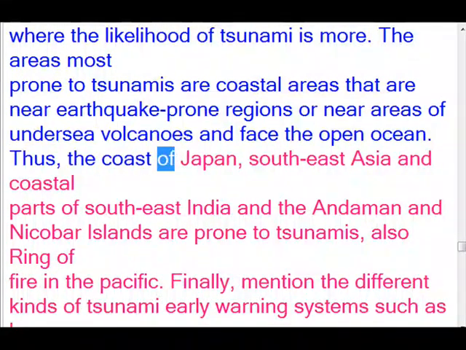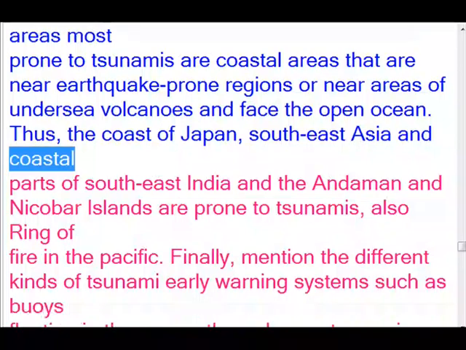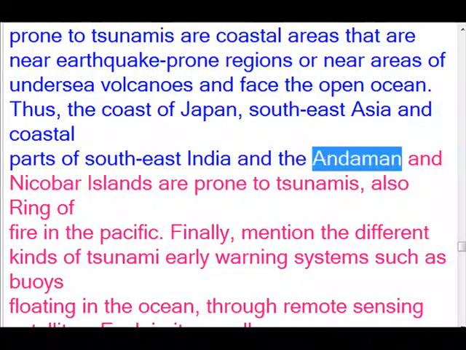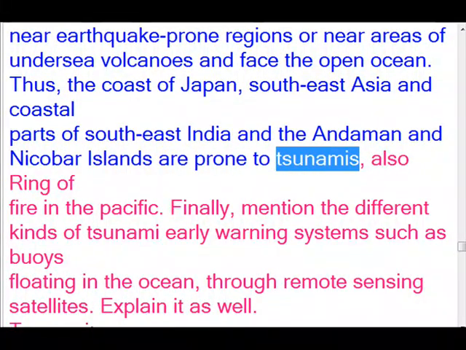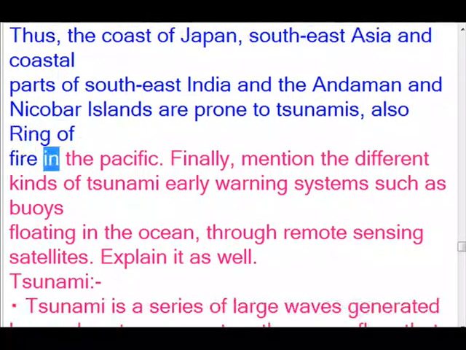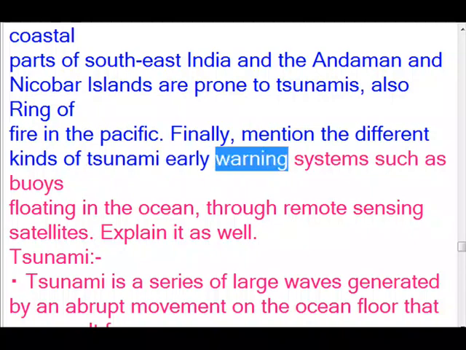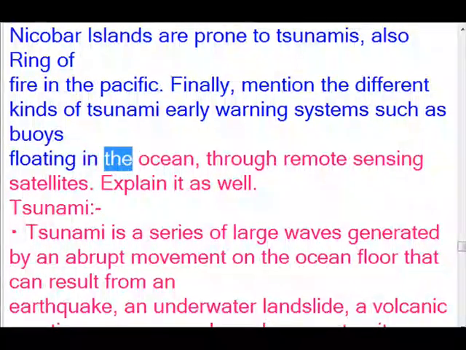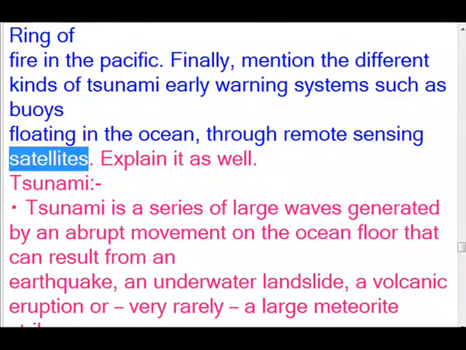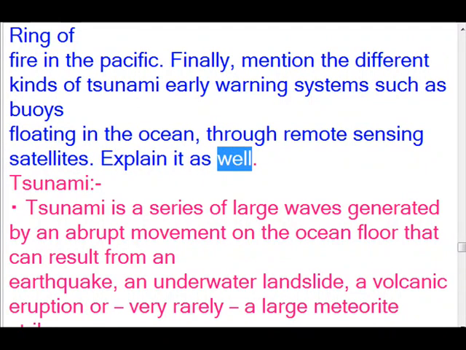Thus, the coast of Japan, Southeast Asia and coastal parts of Southeast India and the Andaman and Nicobar Islands are prone to tsunamis. Also Ring of Fire in the Pacific. Finally, mention the different kinds of tsunami early warning systems such as buoys floating in the ocean, and remote sensing satellites. Explain it as well.